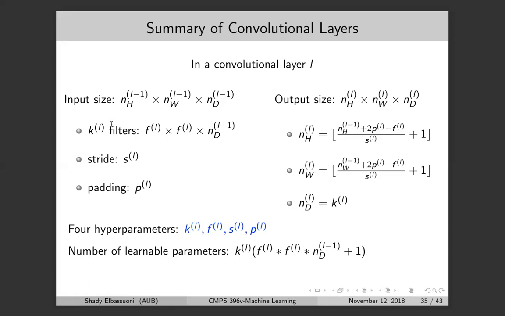How many filters do I have per layer? I have K_L. So that's equal to the number of learnable parameters. The plus 1 here is for the bias. Yeah, because per filter, I have 1 bias. Yes. Okay, good.